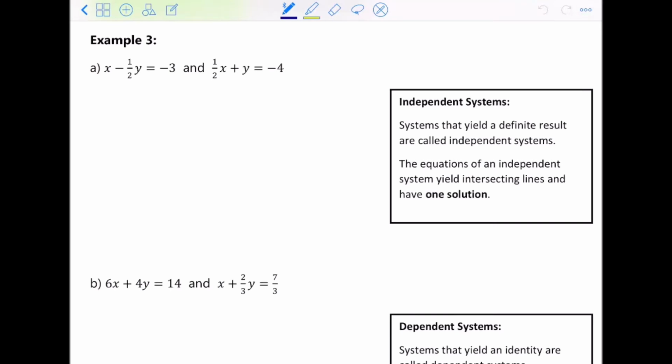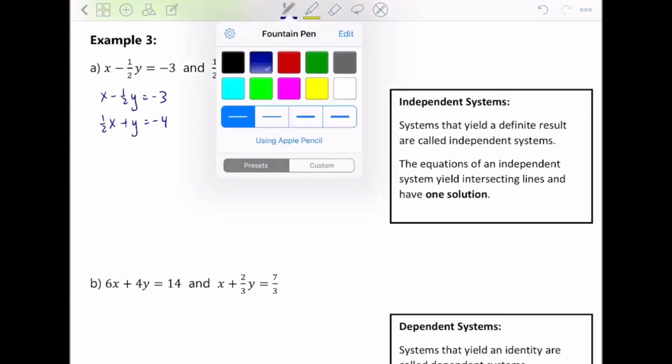Moving on to example 3. So we were given 2 equations and we're solving for x and y, the solution set. So we'll do the same thing. We'll align these equations first, like that, and decide what we want to remove first. I would like to eliminate y first.